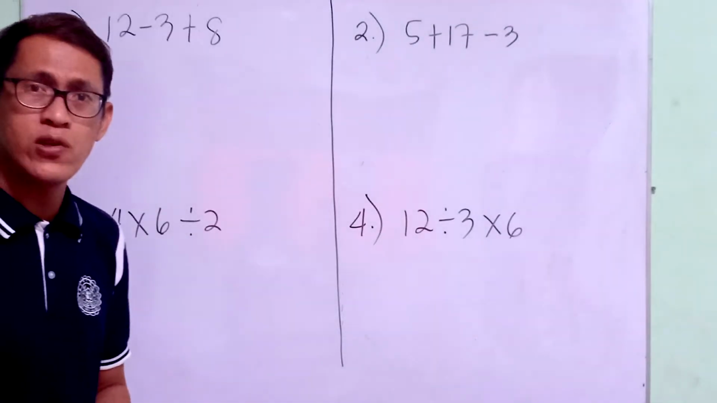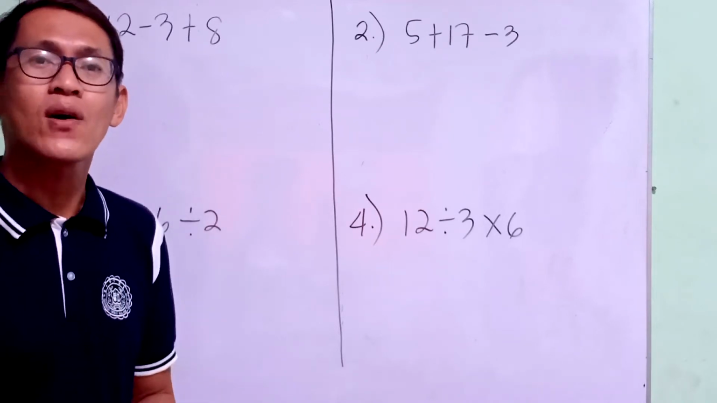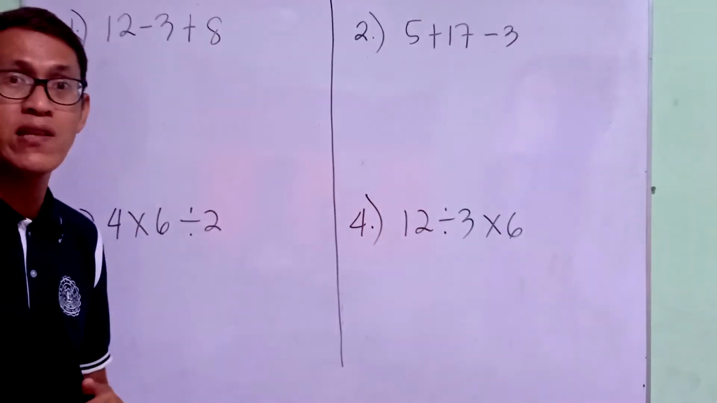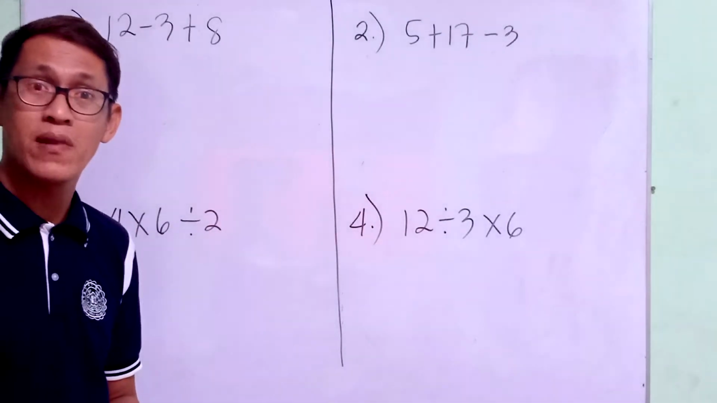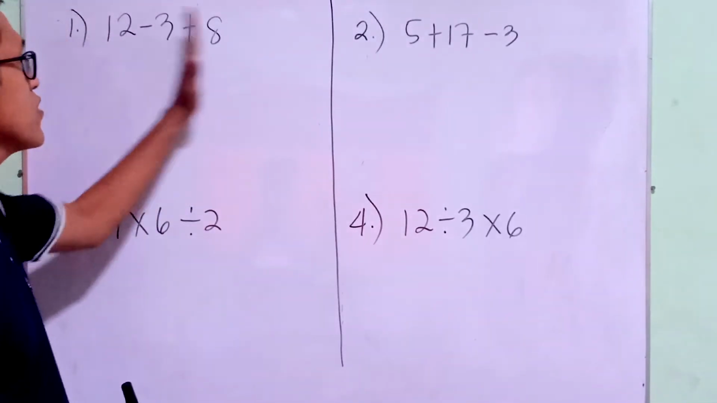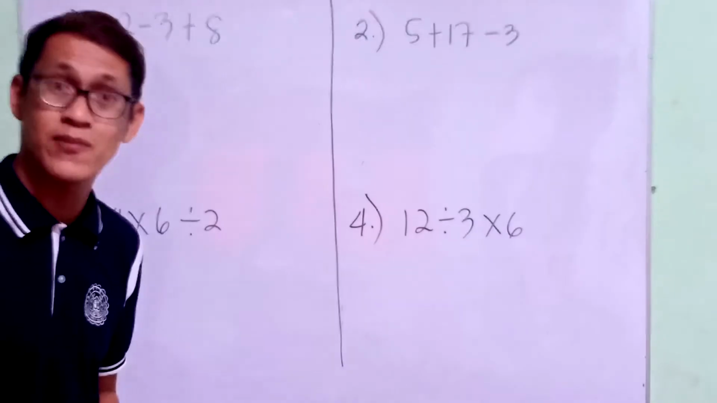So which one will you perform first? Again, following the correct order of operations, if these two operations are involved, you have to do it from left to right, meaning whichever comes first. So from left to right, it's the subtraction that comes first. So you have to subtract first.